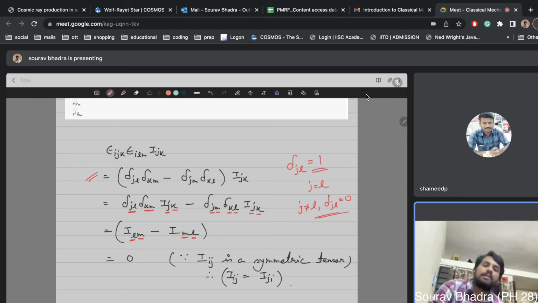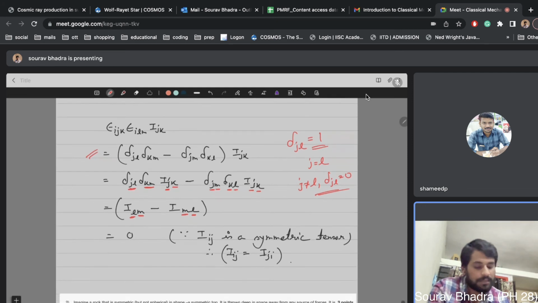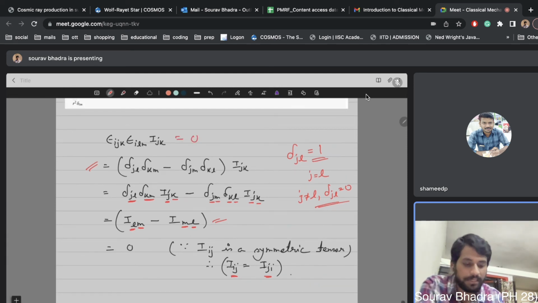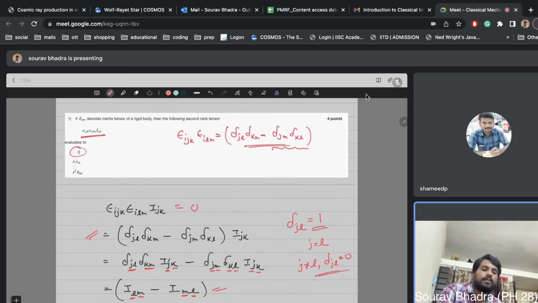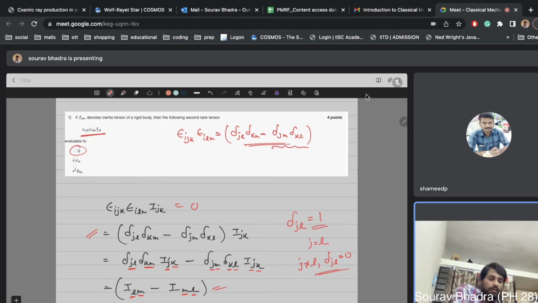So ILM minus IML. And there is another property of the inertia tensor, that is Iij is a symmetric tensor. That means Iij equals Iji. If you interchange the indices, that will be the same. So ILM is equal to IML. That means this is actually 0 because of the symmetric property of the inertia tensor. So you will get the result of this expression as 0. Okay, so this is the answer, 0. This is very easy to get 4 points, I think.